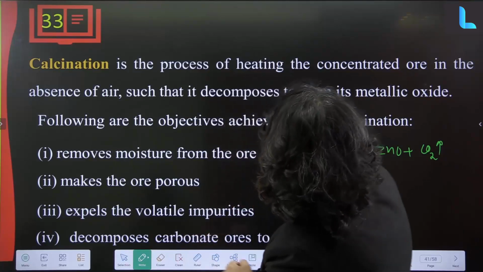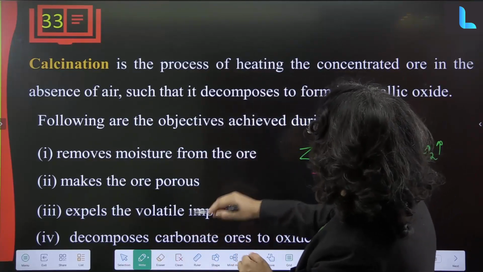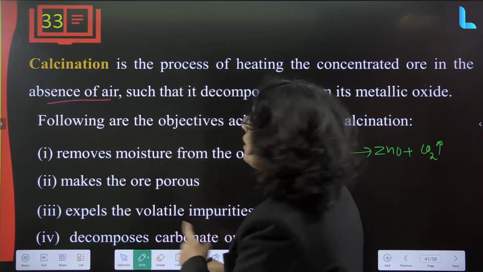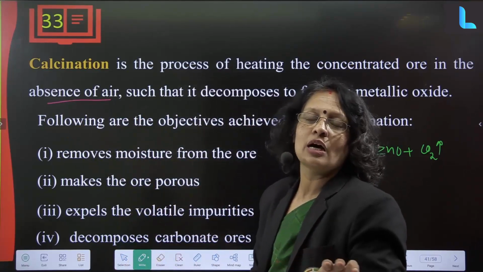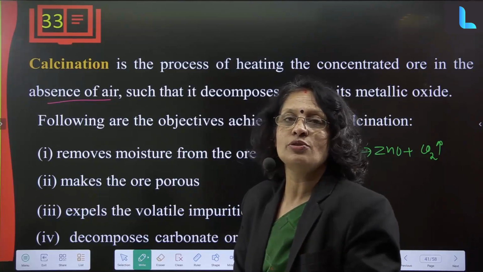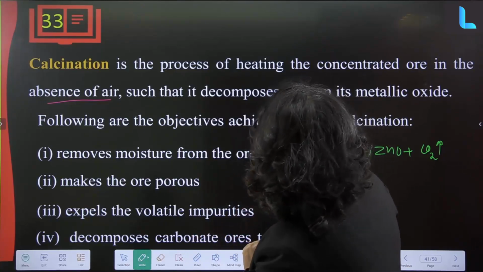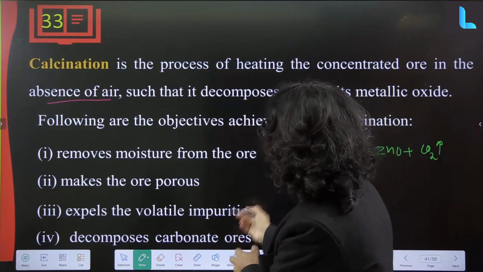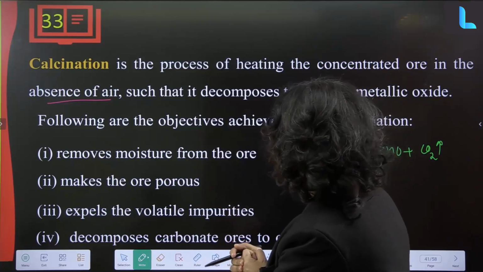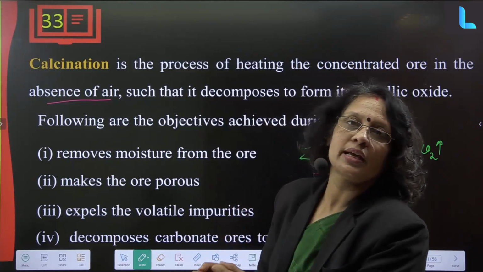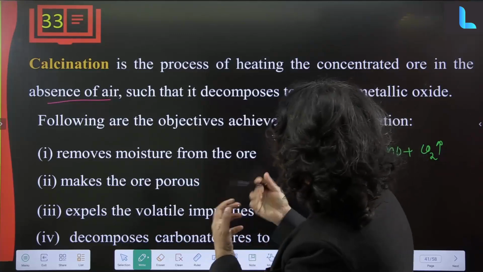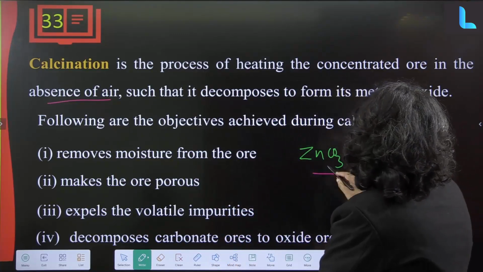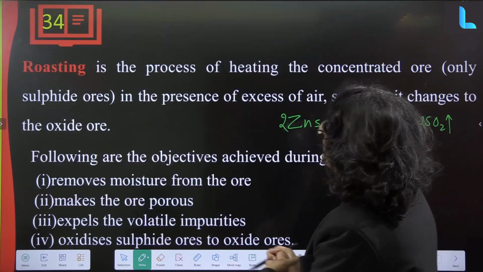So let us see here the process of heating the ore in the absence of air. Remember this very carefully: absence of air, below its melting point. Why? Because our objective is not to melt, our objective is to remove the impurities such that it decomposes to give metallic oxides. So what are the things that happen? Moisture will be removed, the mass becomes porous, volatile impurities like carbon dioxide, a volatile gas, will evaporate, and carbonate ore decomposes to oxide ore. So zinc carbonate will convert to zinc oxide, like this.